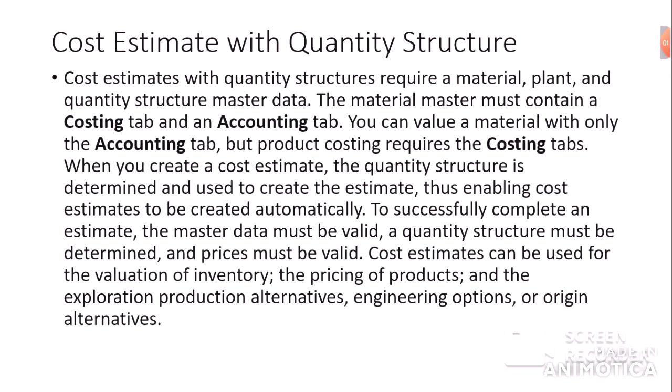Cost estimate with quantity structure. Cost estimates with quantity structures require a material, plant, and quantity structure master data. The material master must contain a costing tab and an accounting tab. You can value a material with only the accounting tab, but product costing requires the costing tabs. When you create a cost estimate, the quantity structure is determined and used to create the estimate, thus enabling cost estimates to be created automatically.